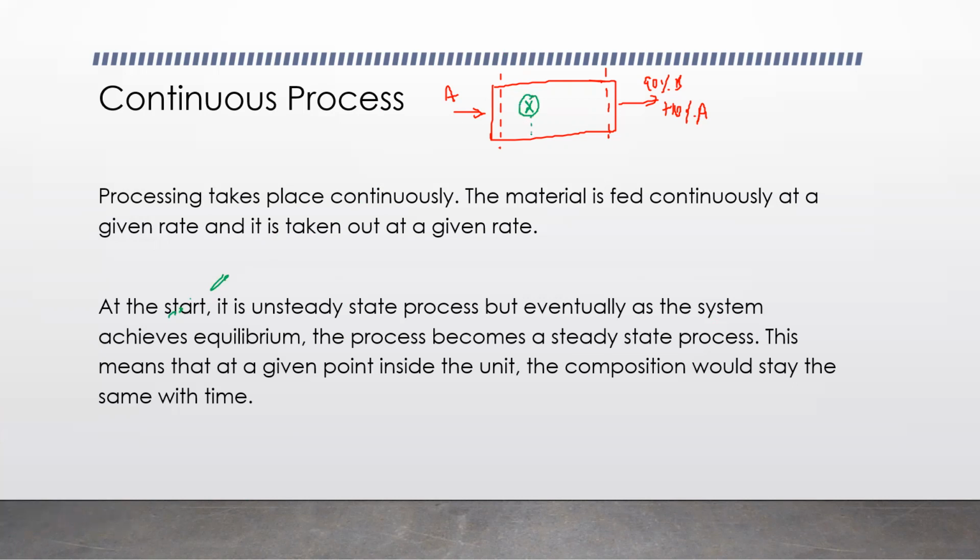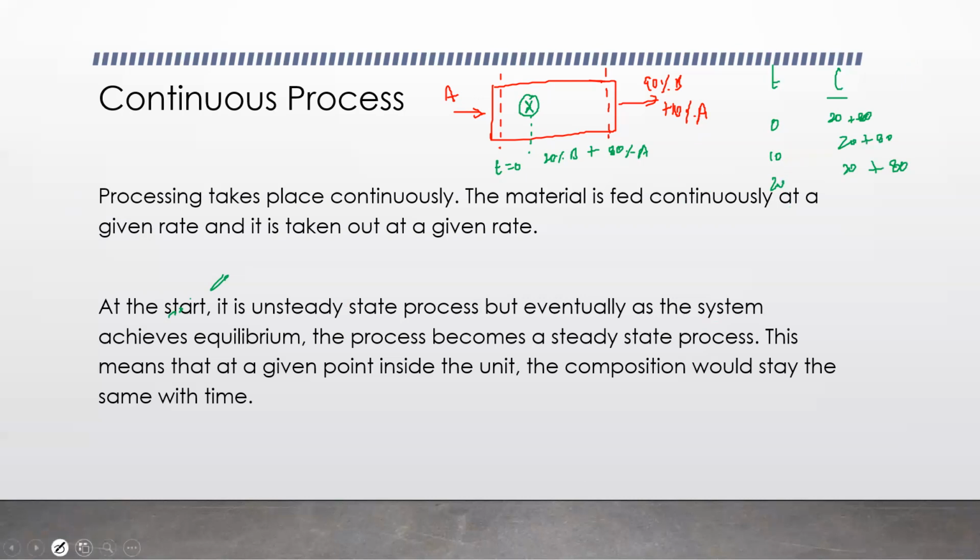At this point of reference, let's say at time t equals 0, I'll get 20% B and 80% A. This is going to remain throughout: at time t equals 0, at t equals 10, 20, it is going to be the same, 20% B and 80% A. As you can see, the concentration, or composition, is not varying with time. That is why it is a steady state process.